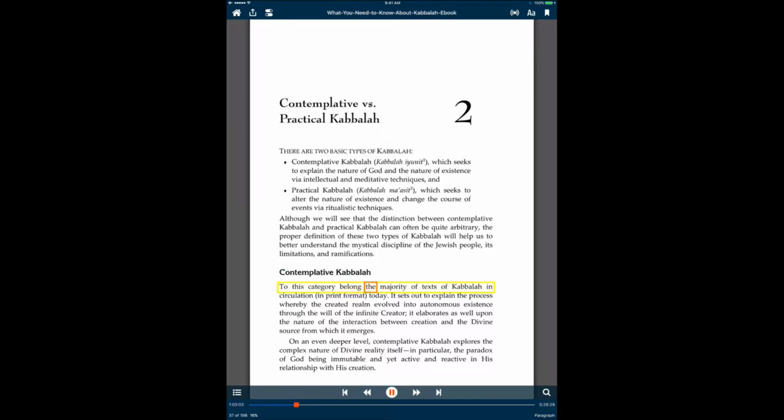To this category belong the majority of texts of Kabbalah in circulation, in print format, today. It sets out to explain the process whereby the created realm evolved into autonomous existence through the will of the infinite Creator. It elaborates as well upon the nature of the interaction between creation and the divine source from which it emerges. On an even deeper level, contemplative Kabbalah explores the complex nature of divine reality itself, in particular, the paradox of God being immutable and yet active and reactive in his relationship with his creation.